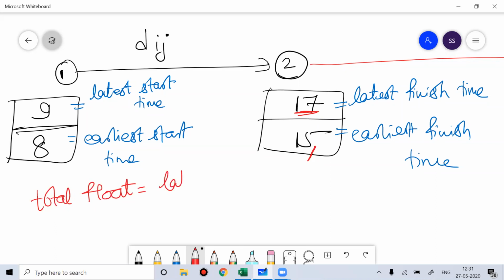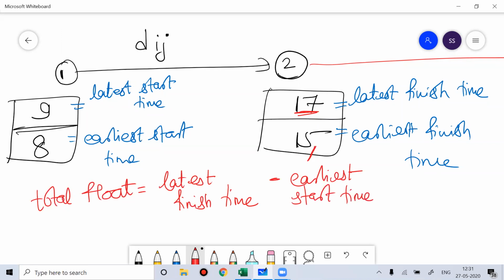Total float is the latest finish time of one activity minus the earliest start time minus the duration, i to j. This is called total float. So in this case, maybe this is x. Your total float would be 17 minus 8, that is 9, 9 minus x. That would be total float.